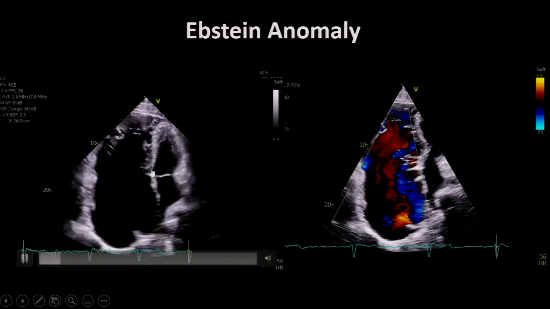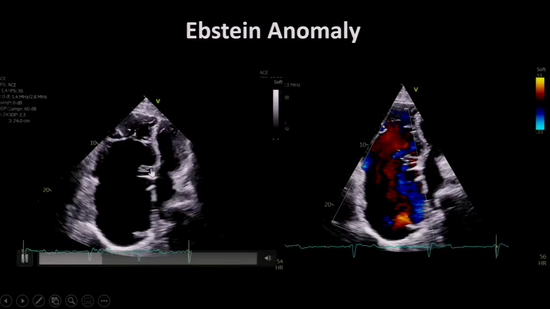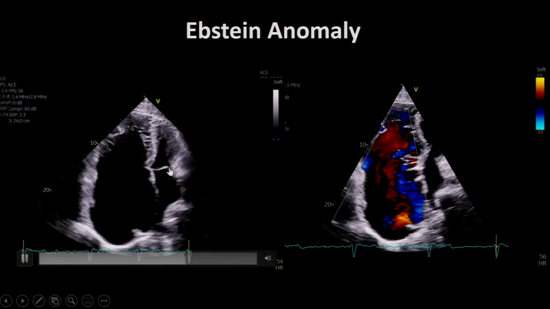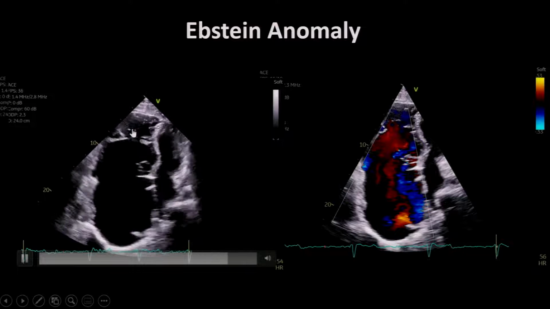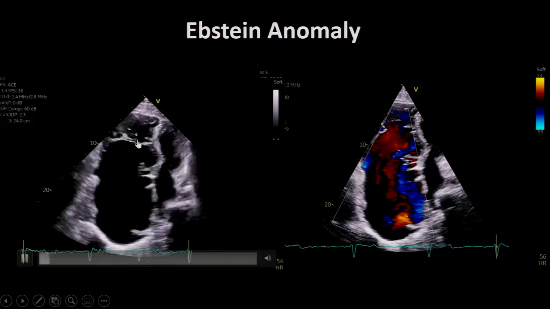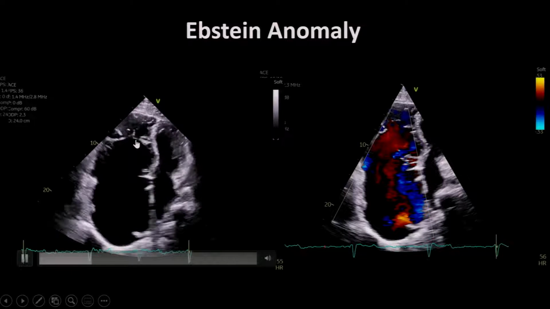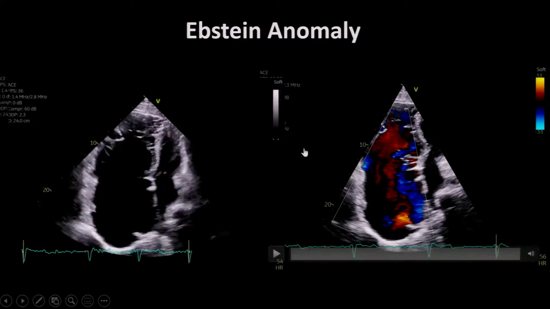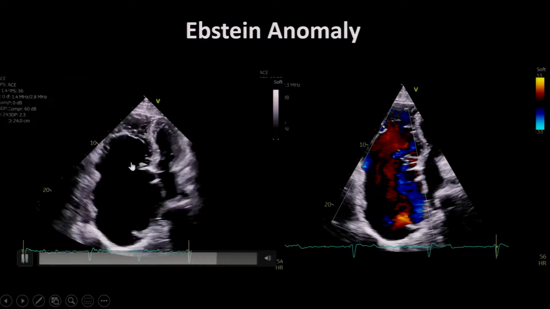Ebstein is due to failure of the delamination of the tricuspid valve leaflets, and that results in apical displacement of the tricuspid valve. As you can see here, the coaptation is very close to the apex, and that leads to severe tricuspid regurgitation and atrialization of the right ventricle, right?